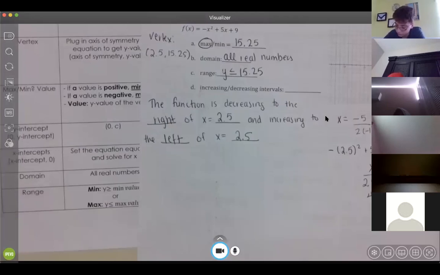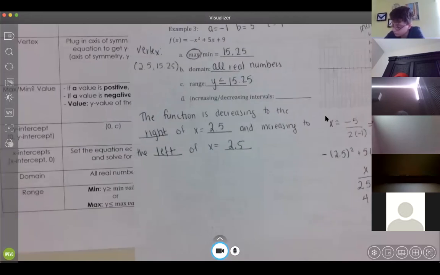Questions on example 3? All right, does anyone still need this before I switch the screen?